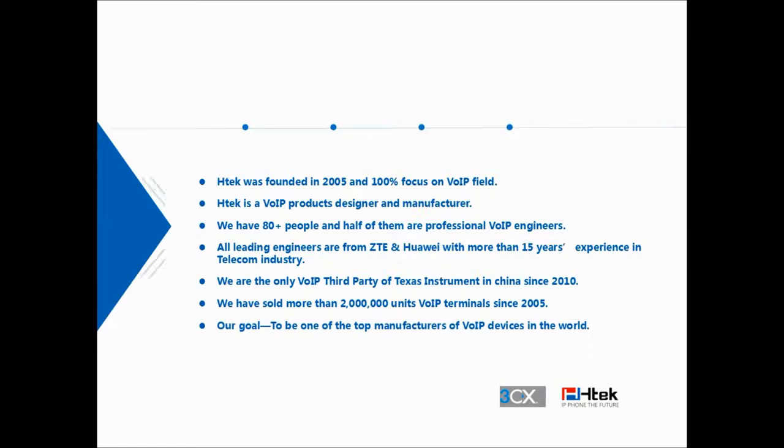Htek was founded in 2005 as a professional IP phone designer and manufacturer, located in Nanjing, China. Also, it was founded by a group of richly experienced engineers and managers from ZTE and Huawei. With a full dedication to the R&D and the distribution of VoIP endpoint equipment, Htek now has a wide range of IP phones such as our UC800 series and brand new UC900 series.